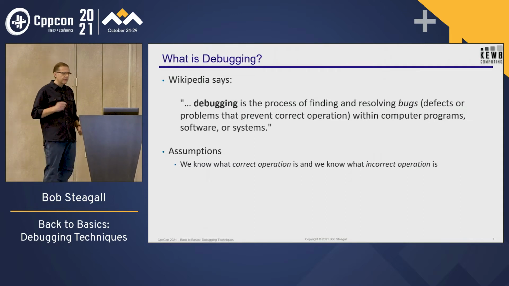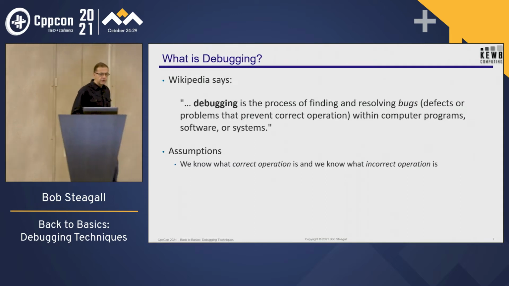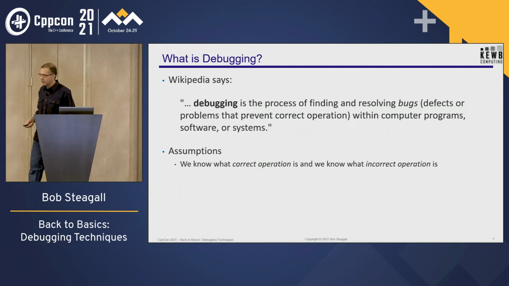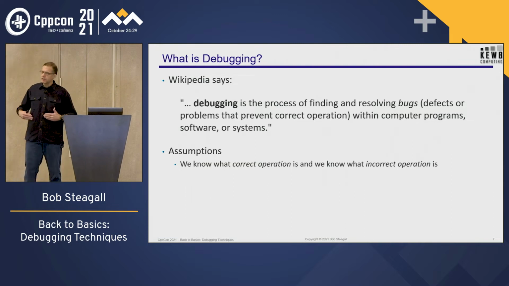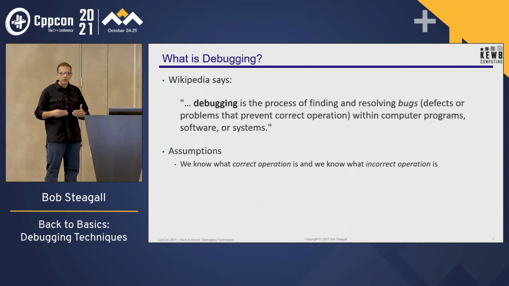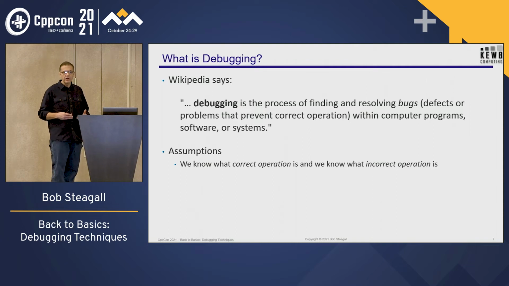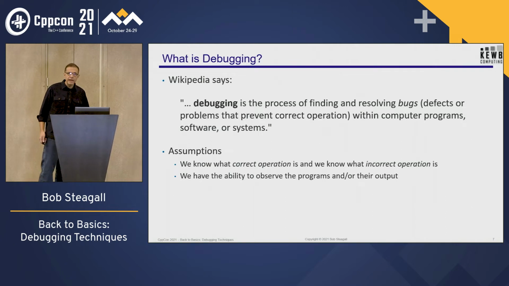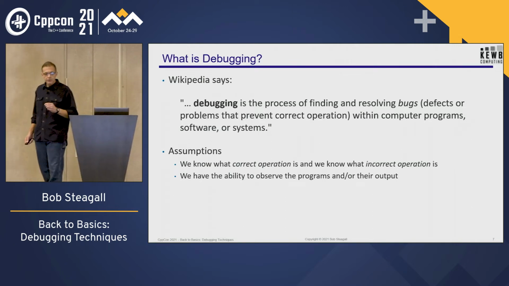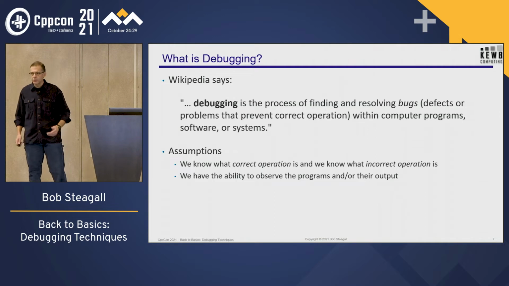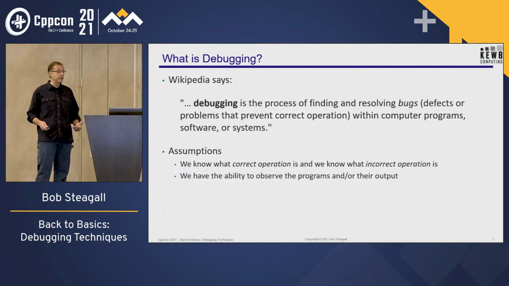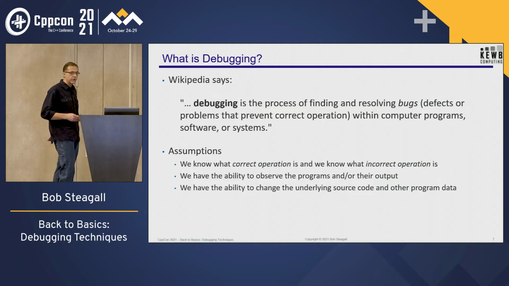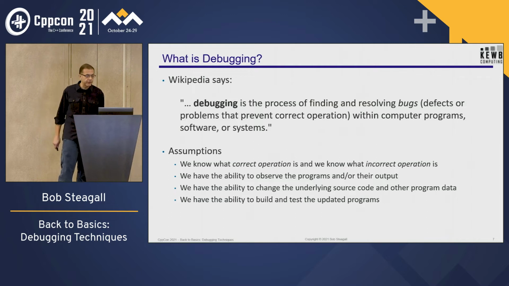However, this makes some assumptions. The first assumption is that we know what correct operation is, and we also know what incorrect operation is. And in a sense, those are two different things. Just because you know what correct operation is doesn't necessarily mean you know what incorrect operation is, and vice versa. Another assumption is that we have the ability to observe the programs and/or their outputs so that we can understand this behavior that we think might be incorrect. And that we have the ability to change the underlying source code or the program data so that we can fix the problem eventually.